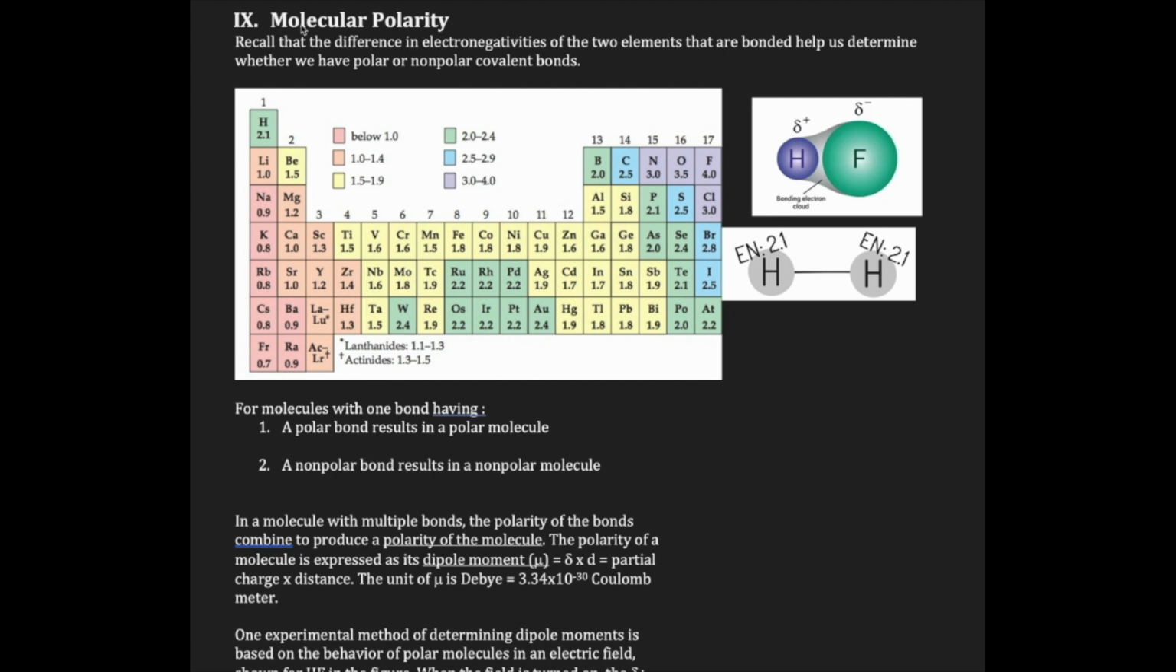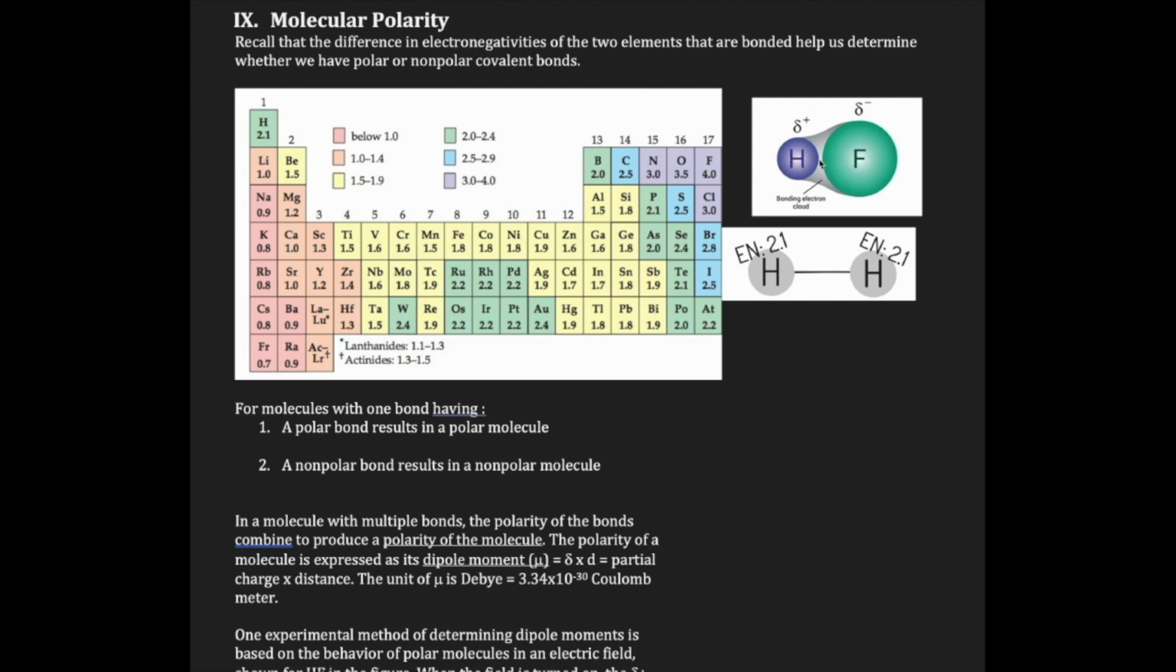Going to talk about the concept of molecular polarity. And in order to talk about this, we need to remember the idea of a polar and nonpolar bond that we discussed earlier in this chapter. And you're going to need to remember how to determine those polar and nonpolar bonds using electronegativity.